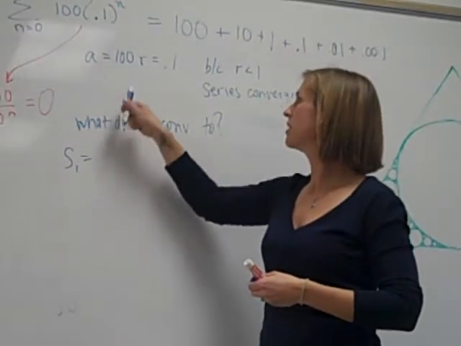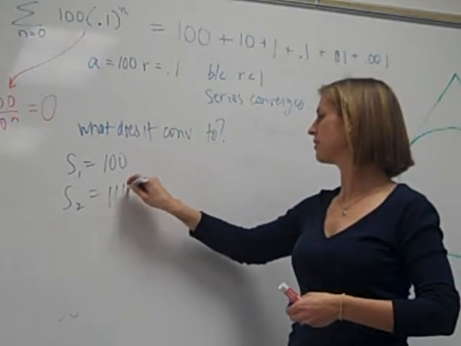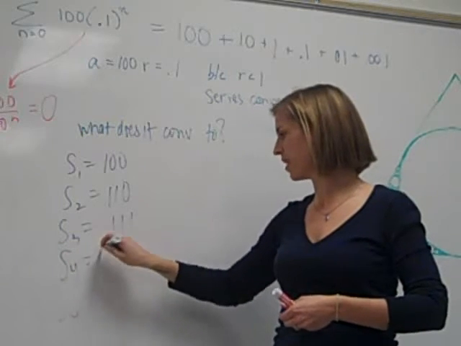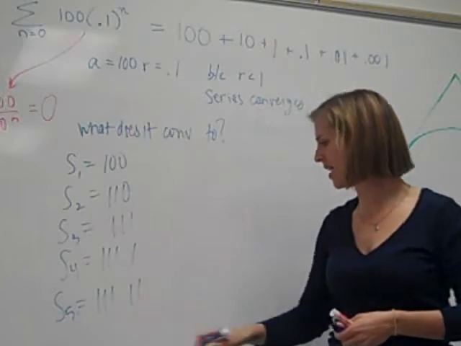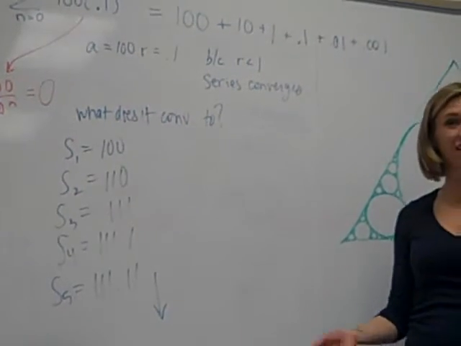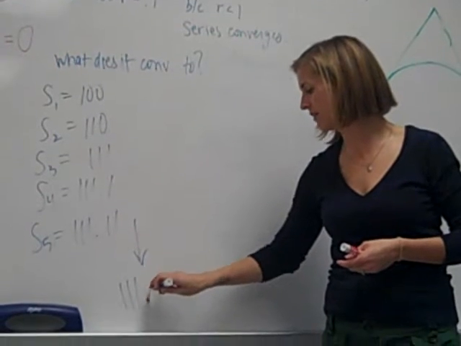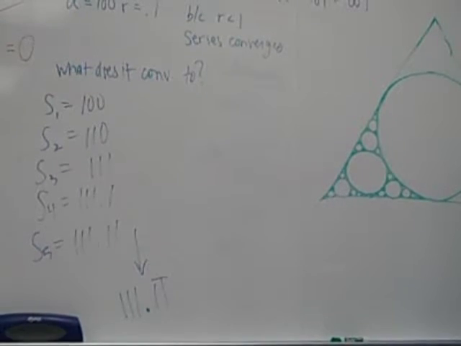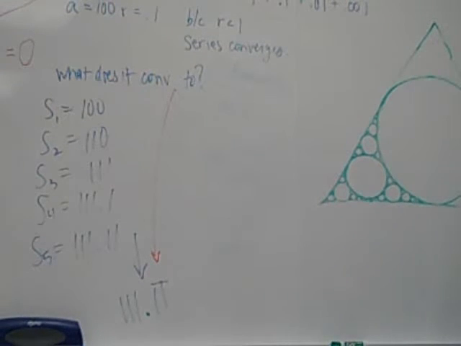So my first sum is just the first term. My second sum is the first 2 added. My third sum is the first 3 added. My fourth sum is the first 4 added. My fifth sum, look at it. Keep going. So the sequence of partial sums is coming to 111.11 repeating. Okay, so what does it converge to? It converges to 111.111111.